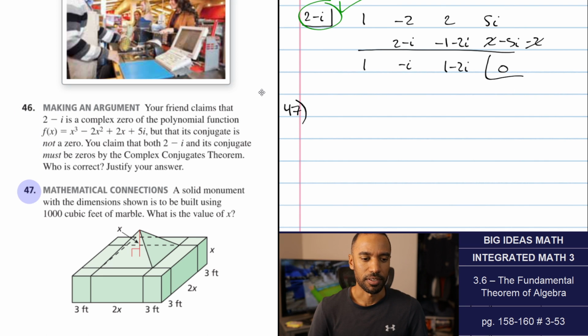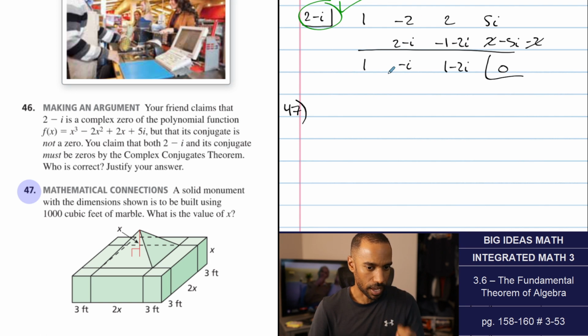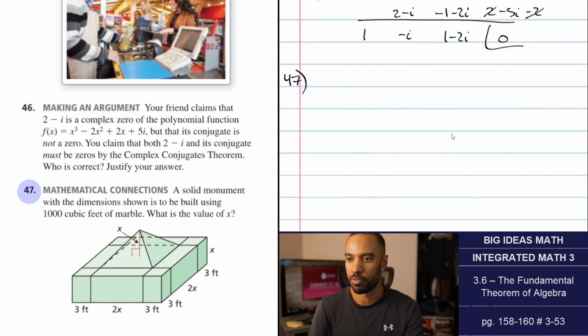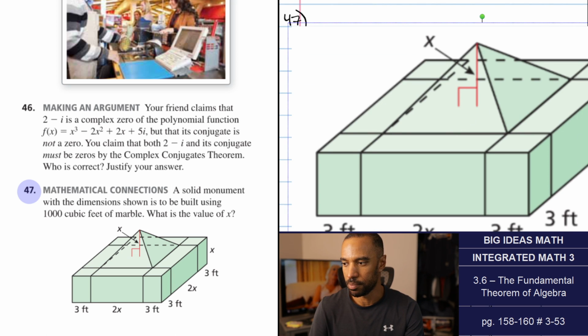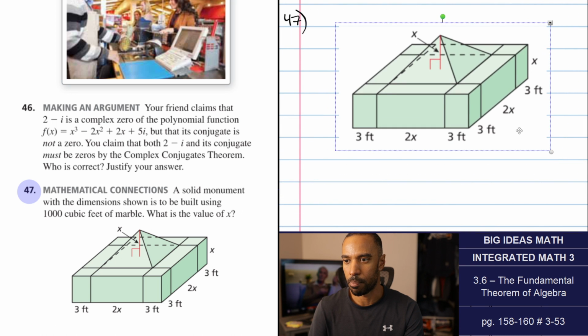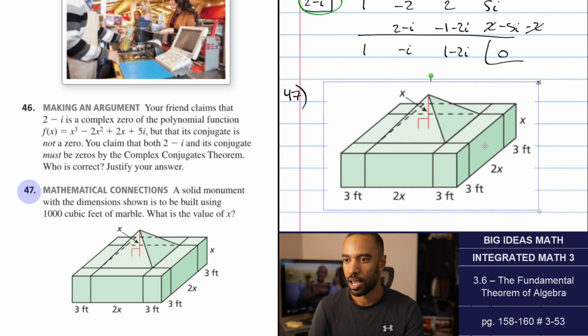All right, number 47, mathematical connections. A solid monument with the dimensions shown is to be built using 1,000 cubic feet of marble. What is the value of x? Okay, x is that height and also the prism's height there as well. So there's a lot to break up here. I think what we can just do is take the volume of the bottom plus the volume of the top pretty easily. What we have to do, though, is find the dimensions of our pyramid up top.